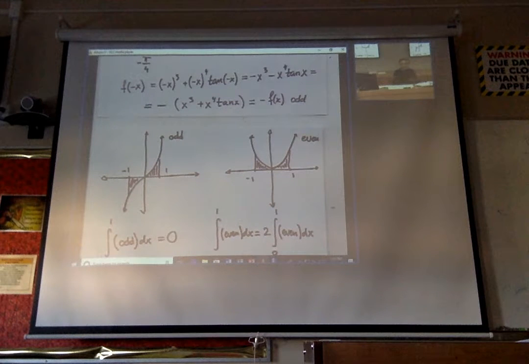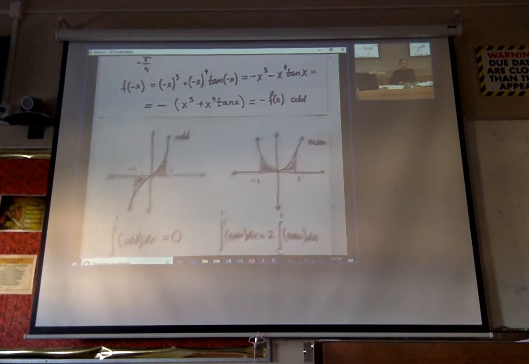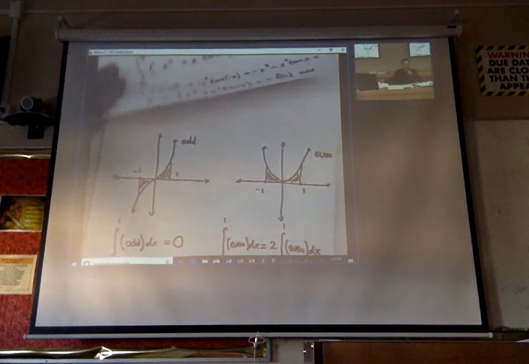Again, checking for domain, changing upper and lower limits, don't forget. Also, even and odd will help a little bit. Odd is a great thing to have. Even just makes it a little bit smaller. So, that's about definite integrals. Let's go back and work with indefinite integrals.